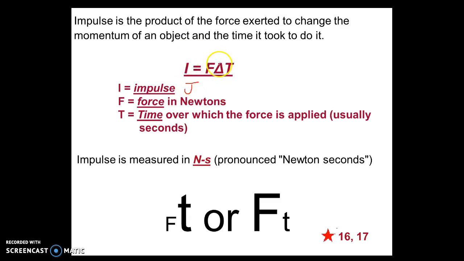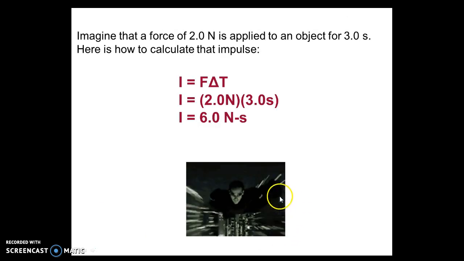Force. This is delta. Delta is change in, so change in time. Because you don't usually do something for milliseconds. Impulse is measured in newton seconds. There are special terms here. It's just N·s, or N multiplied by seconds. Please note, if your force decreases but you increase your time, impulse will be the same as when force is large and time is small.